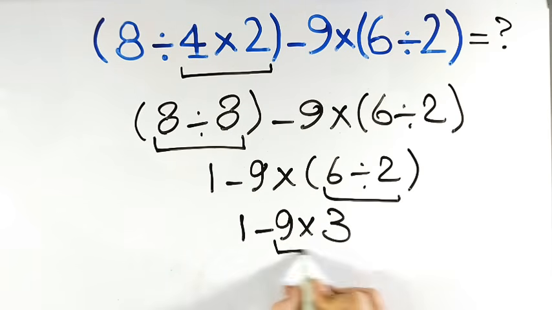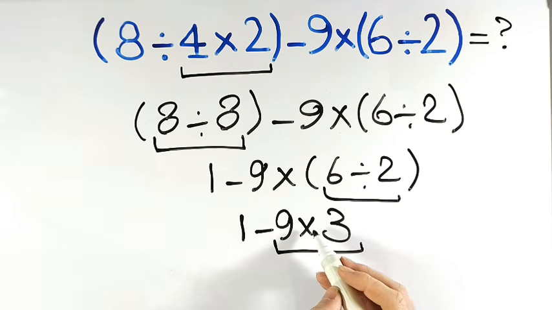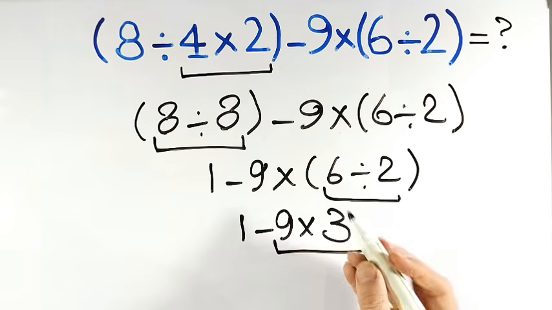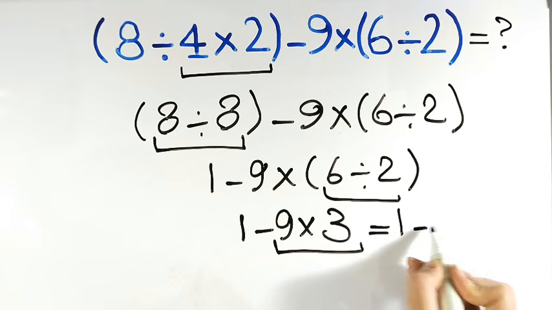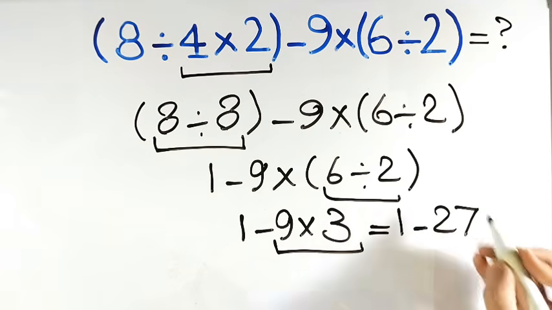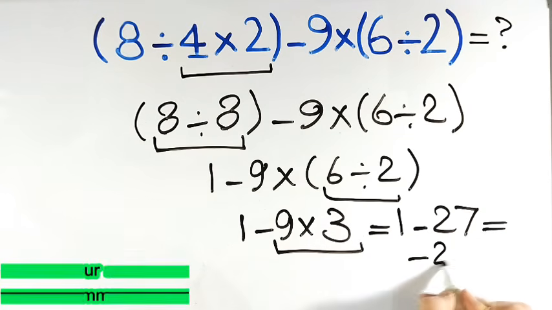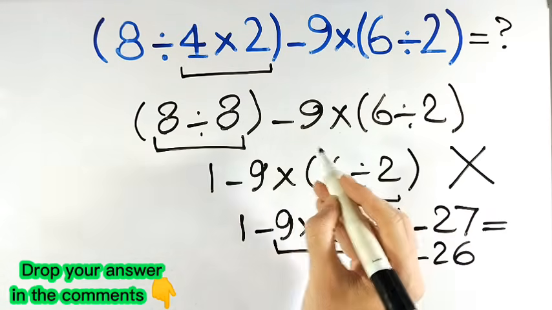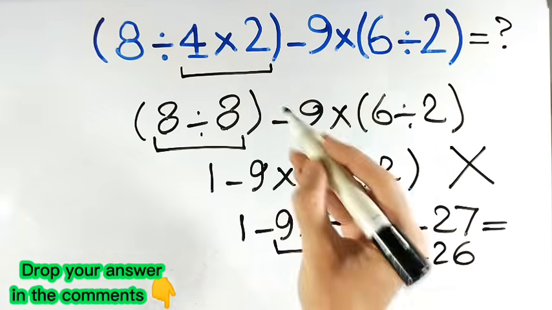Finally, they go for the multiplication between 9 and 3 because they believe multiplication has a higher priority than subtraction. So, they rewrite this expression as 1 minus 27, which finally gives them the answer negative 26. However, this answer is definitely wrong. Alright, now let me show you how to solve this expression properly.